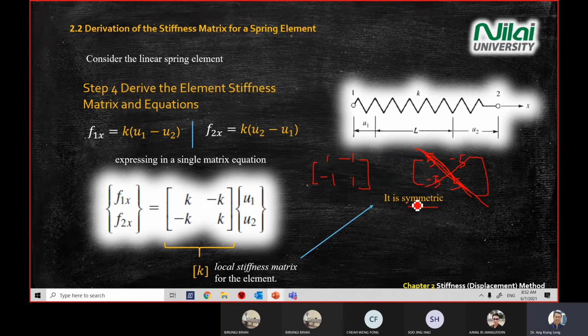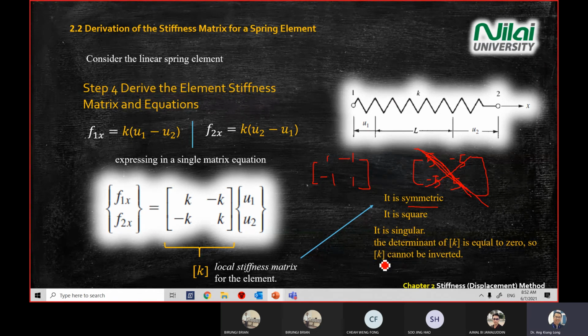So symmetry, this word. Square and singular. What is a singular matrix? If you don't know, go and look at the appendix. Determinant equals 0. So what is a determinant? You learned it in your advanced mathematics. You need to know. If you forgot how to find determinants, it is also inside Appendix A under matrix. Or go back to your advanced mathematics or Form 5 or SPM advanced mathematics textbook.